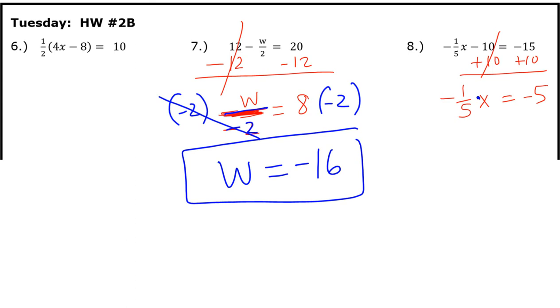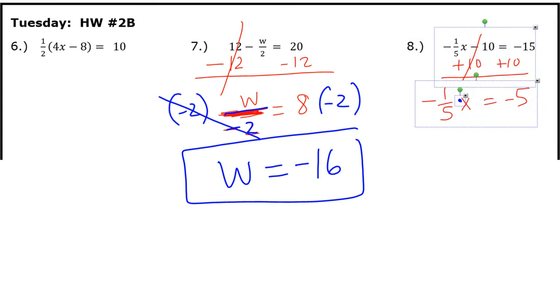Now it is multiplying, so the opposite would be dividing technically both sides, but you don't actually divide by a fraction. If you want to divide by a fraction, which we do, what we would need to do is multiply by the reciprocal. So instead of dividing by negative 1/5, I'm going to multiply by the flip of that fraction. Negative 5 over 1.